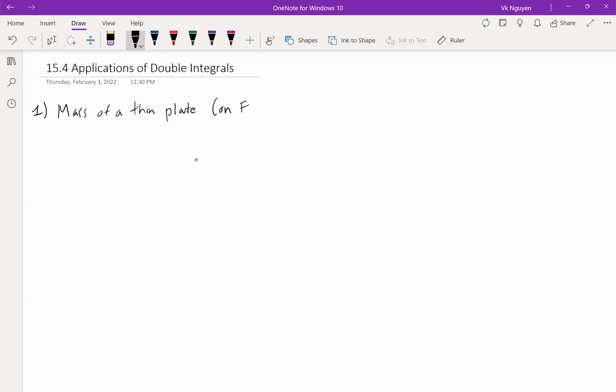On the exam. So, well, for a thin plate on the XY plane, this is the thin plate right here. Well, we can get the mass of this thin plate, right? We can have a sample mass right here. Sample mass is just a density times area.